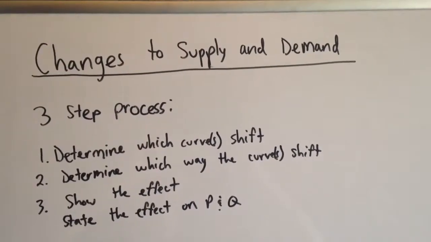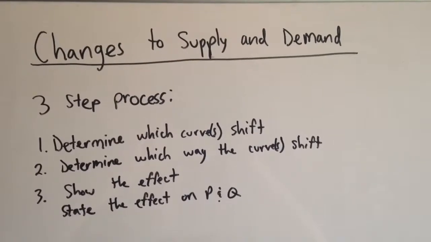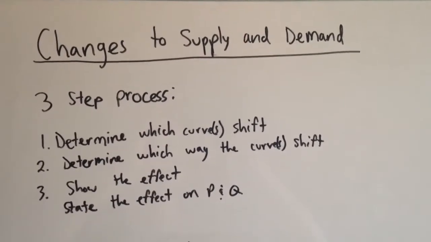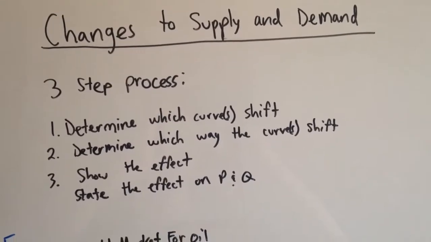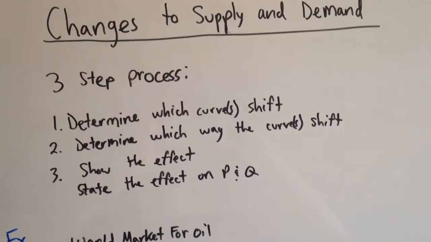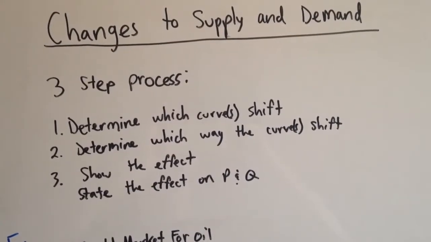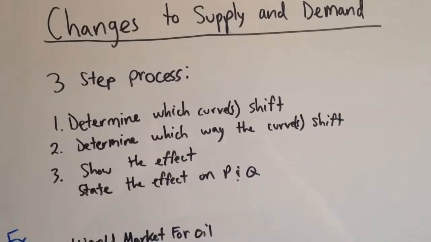Hi everyone, I'll be talking today about changes to supply and demand. There's a three-step process for figuring out the way the graph is going to look. The first one is determine which curve shifts. Second, determine which way the curve shifts. Third, show the effect and state the effect on price and quantity.